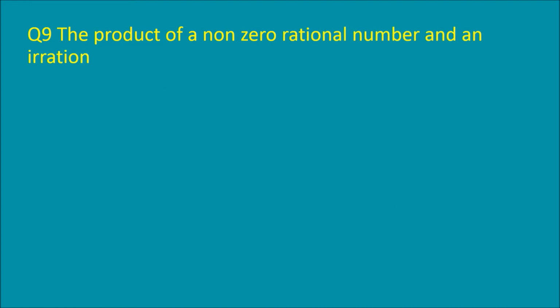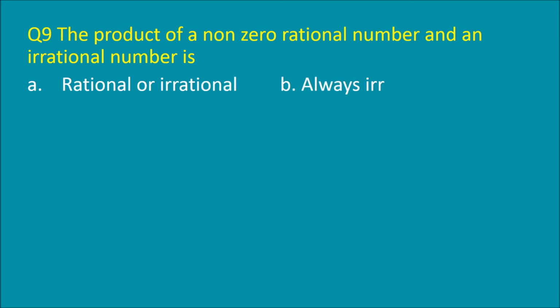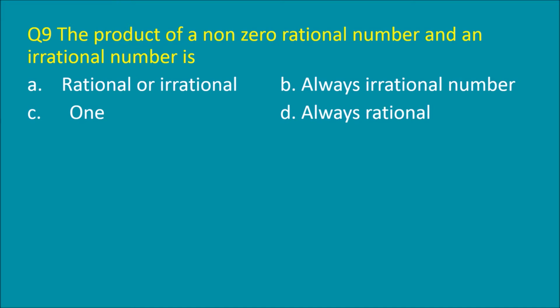Move on to question number 9. The product of a non-zero rational number and an irrational number is rational or irrational, always irrational, 1 or always rational. What's the correct answer? The correct answer is it's always irrational. You can see the solution now.